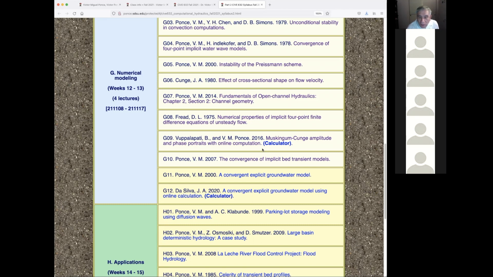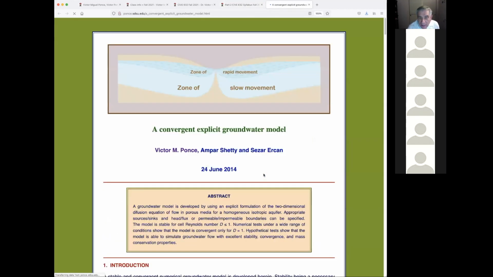Okay, so we're a little bit ahead, and what I'm going to do is proceed because I do want to spend time on the applications. I'm going to extend myself on the applications. So I have about 20 minutes in here, 25 minutes actually, and I'm going to get started on the convergent explicit groundwater model. The convergent explicit groundwater model.